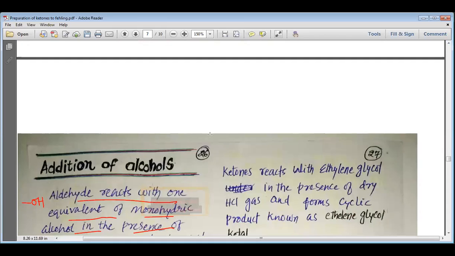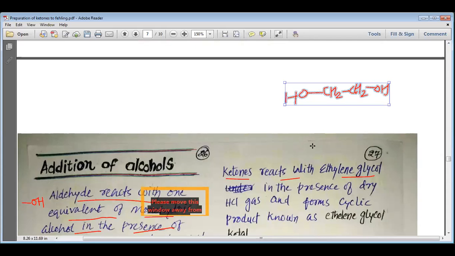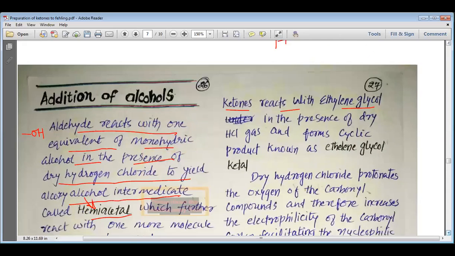Ketones. We have seen that aldehydes react with alcohols, but ketones also react with alcohols. Ketone reacts with ethylene glycol. Ethylene glycol is CH2, CH2. It's a dihydric alcohol. You have OH on the first carbon as well as on the second carbon, and this is known as ethylene glycol. This ethylene glycol reacts with ketones and gives us the ketal.